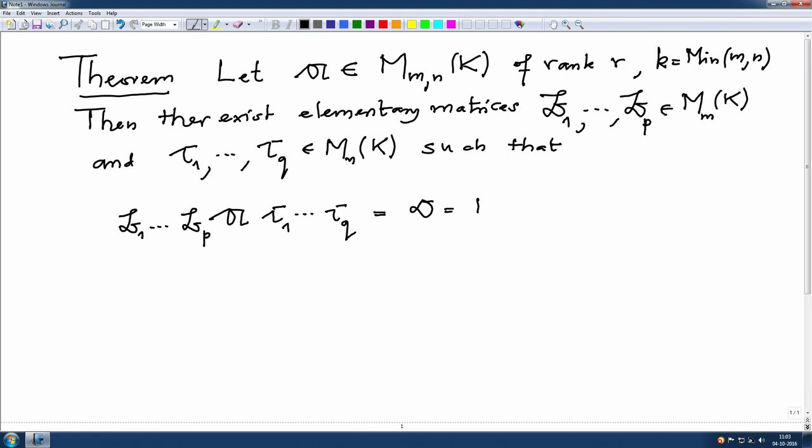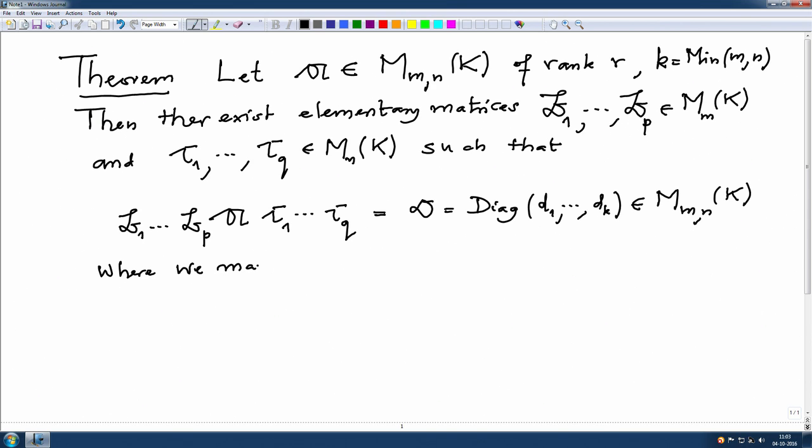This is the diagonal matrix diag(d1 to dk), which is in M(M, N, K). This notation means that d1 to dk are on the main diagonal of the matrix, and the remaining entries are 0. And we may even choose d2 onwards till R to be 1, and the remaining diagonal entries to be 0.